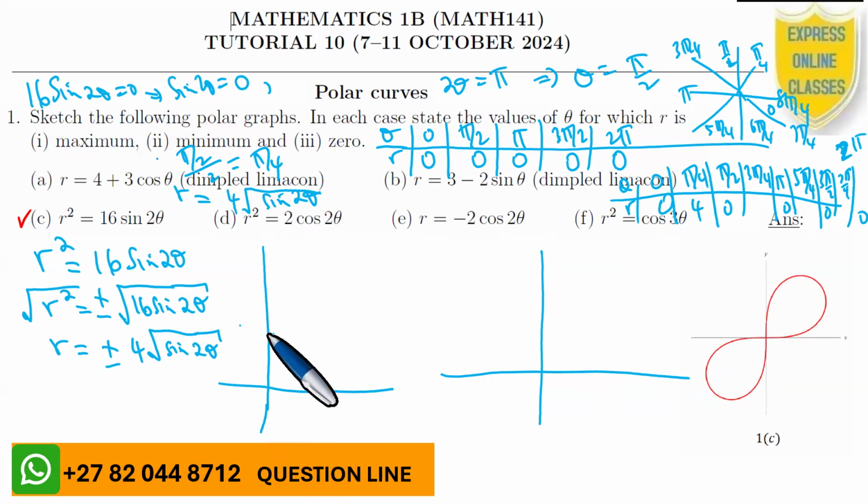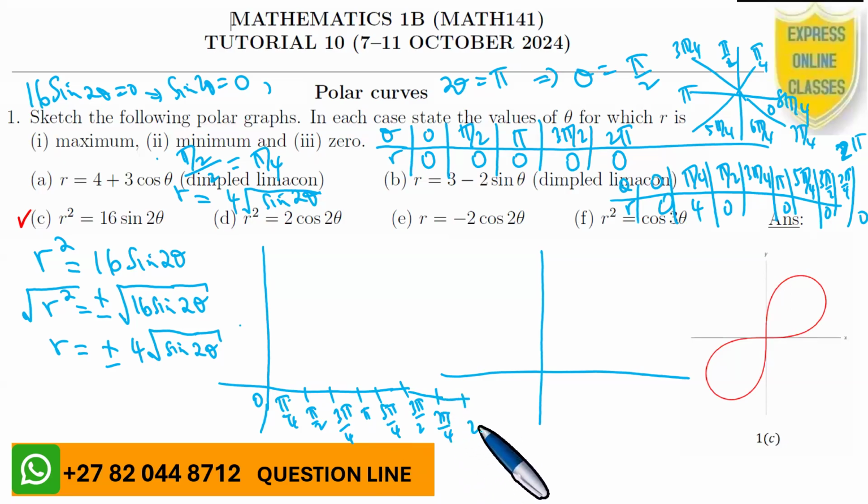Then, with that, let us do the r, theta table. You're going to do pi over 4. You do this step here: pi over 2, 3 pi over 4, pi, 5 pi over 4, 3 pi over 2, 7 pi over 4, and then you have 2 pi.